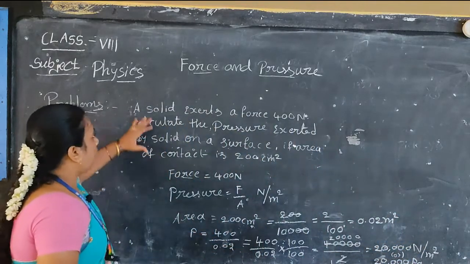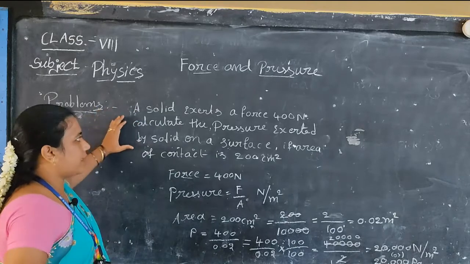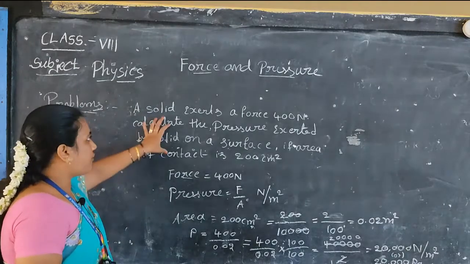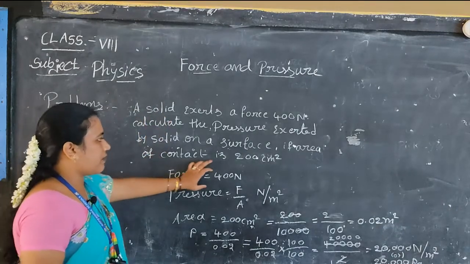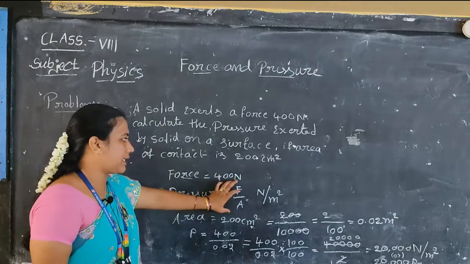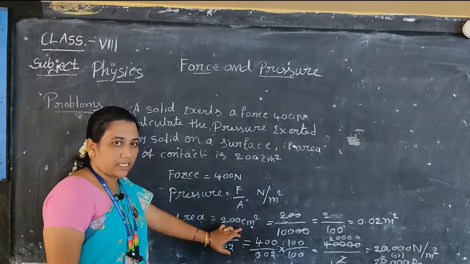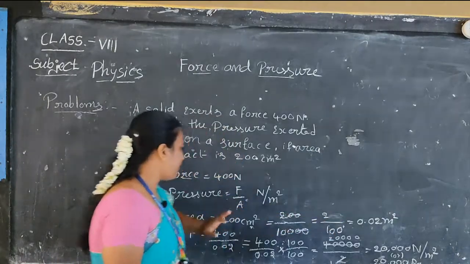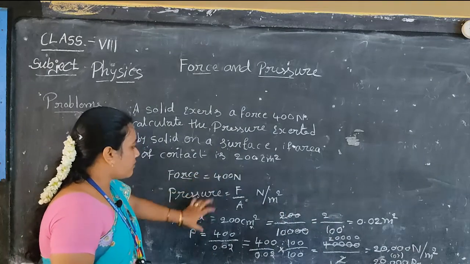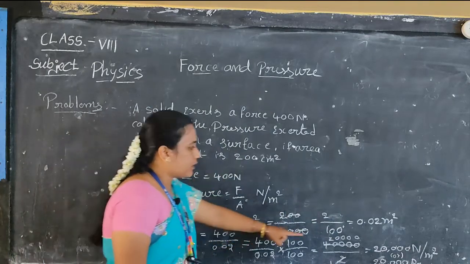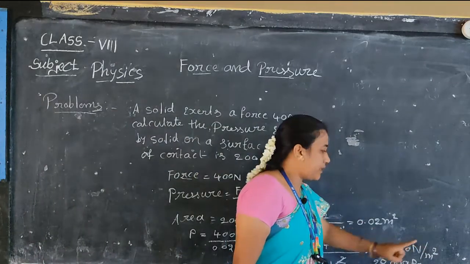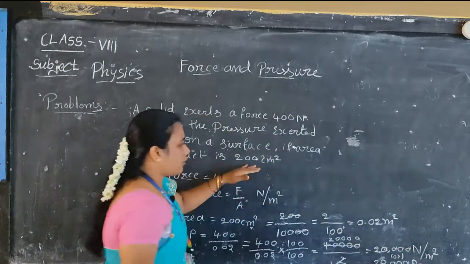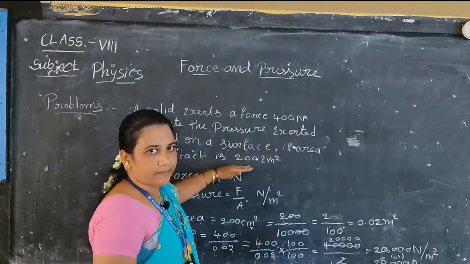First of all, if you get any problem, you have to write what values are given. From that problem, force is given as 400 newtons, pressure we want to calculate, and area is given in centimeter square, which we need to convert into meter square. That conversion I did here. Then introduce the values into the formula. So we get 20,000 Newton by meter square, or we can write it as Pascal. This is the answer we got for this problem.